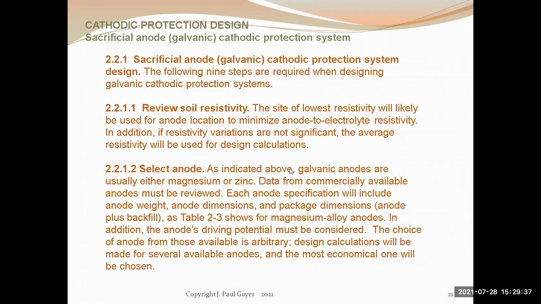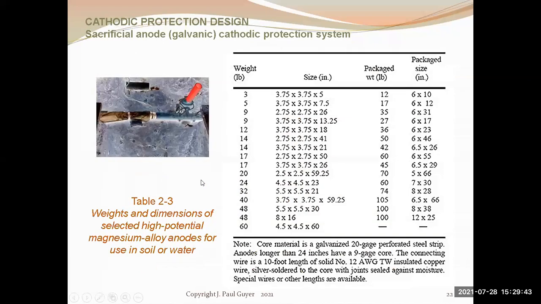And these anodes are commercial products. They're a rod. And this table here just shows a bunch of rod sizes and their weights. Then you see the two columns on the right talk about quote packaged weight and quote packaged size. That's because these anodes typically come in what you might think of as a long hot dog shaped bag.